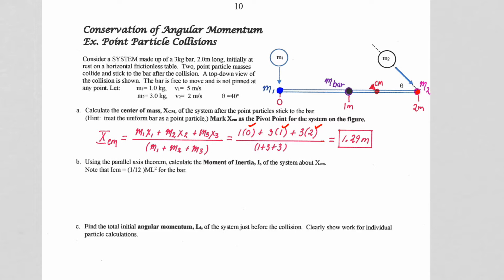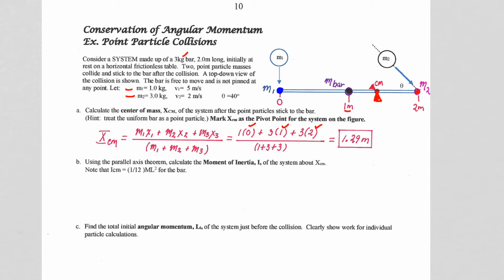The mass of m1, we are told, is 1 kilogram. Mass 2 is 3 kilograms, and the bar is also 3 kilograms, so we get 7 on the bottom. When we calculate that out, we get 1.29 meters. So it's a 2-meter bar, 1 meter here. So 1.29 meters is going to be right here. That's the center of mass of the system. And remember, the center of mass of the system is nature's point of rotation.